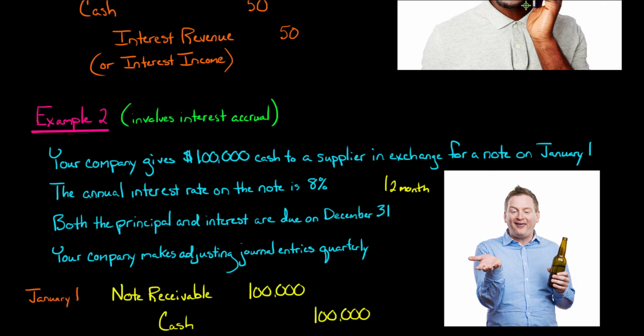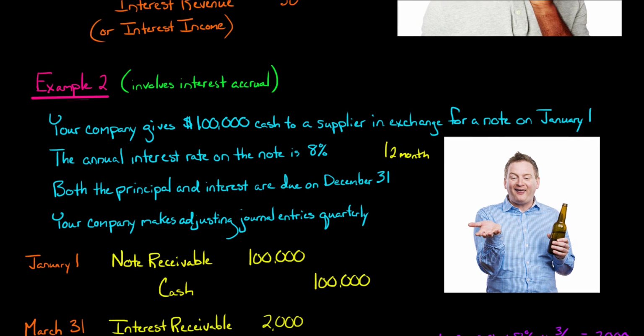Now, your company, and this is critical, is going to make adjusting journal entries on a quarterly basis. So we're assuming your company puts out quarterly financials, which means at the end of each quarter, they're going to need to accrue interest revenue, even though they haven't received any cash yet for interest. Okay, so that's what makes this a little more interesting. Now, January 1st, to record the issuance of the note, you're going to debit note receivable. It's an asset, credit cash for $100,000. So one asset goes up, one asset goes down.